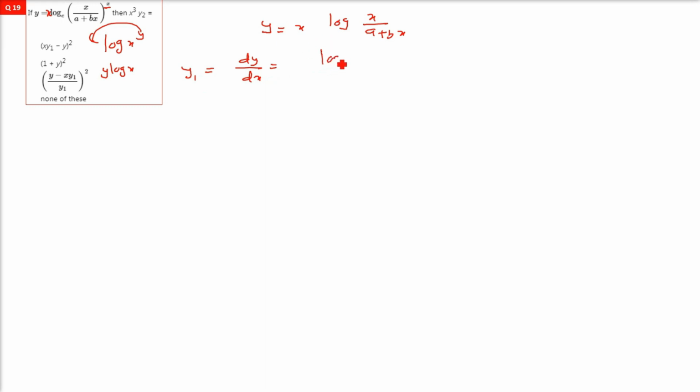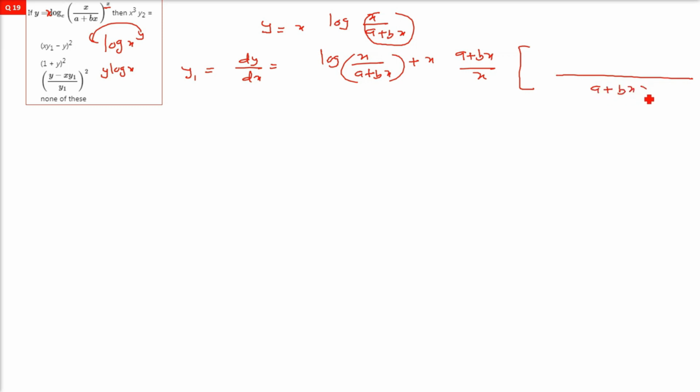This is going to be equal to log x by a plus bx. Differentiation of x will be 1, plus x will be there. Now we'll differentiate log x by a plus bx. So 1 by this is the reciprocal, a plus bx by x, and the differentiation of x by a plus bx is going to be a plus bx whole square. Then we have a plus bx here, differentiation of x will be 1. Now minus x here, and a plus bx differentiation is going to be b only.